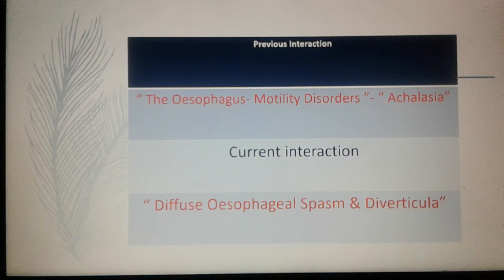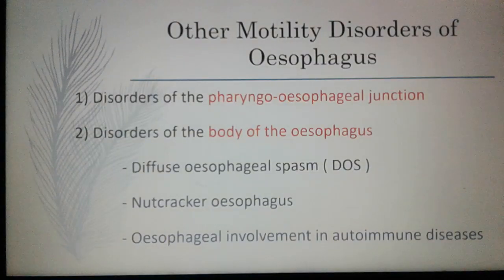So let's start with diffuse esophageal spasm and diverticular diseases of esophagus along with other motility disorders. In general, we can divide these motility disorders of esophagus, apart from achalasia, which we have already studied, into basically three broad groups.